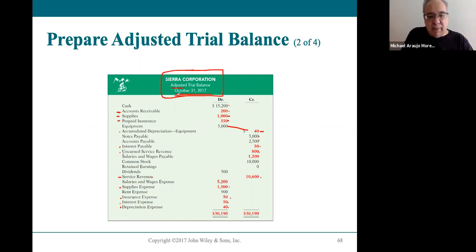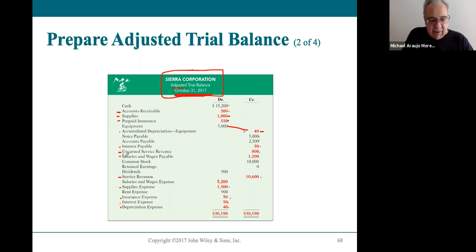So at the end of every period, you're going to check to see if you've delivered any work to the customer. And if so, you're going to reduce your unearned service revenue and you're going to increase your service revenue. Take it out of the liability, put it into the revenue account.